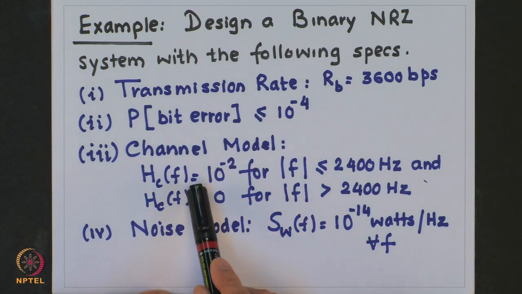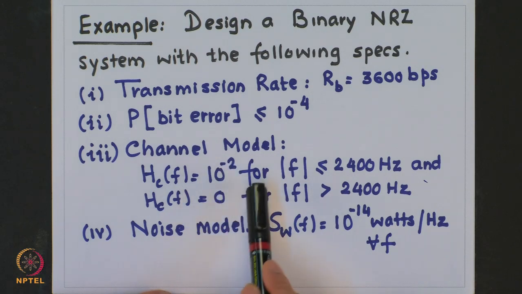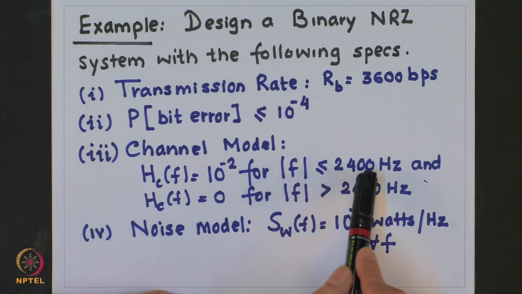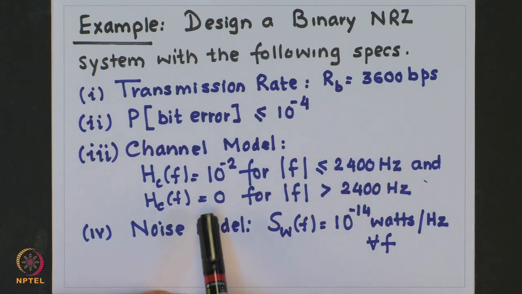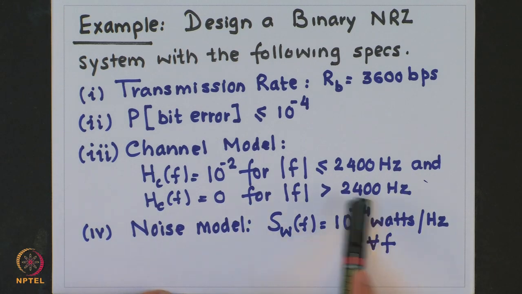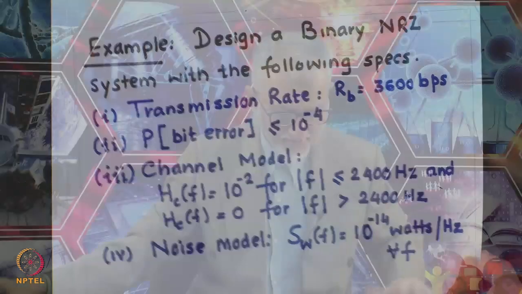The channel model has been given to us. It is 10 raised to minus 2 for frequencies less than 2400 hertz, and SC(f) is 0 beyond that, and the noise model is given here, which essentially means that it is white noise. Given this, let us try to find out what is the transmitting power and what is the raised cosine spectrum which we should use for this case.